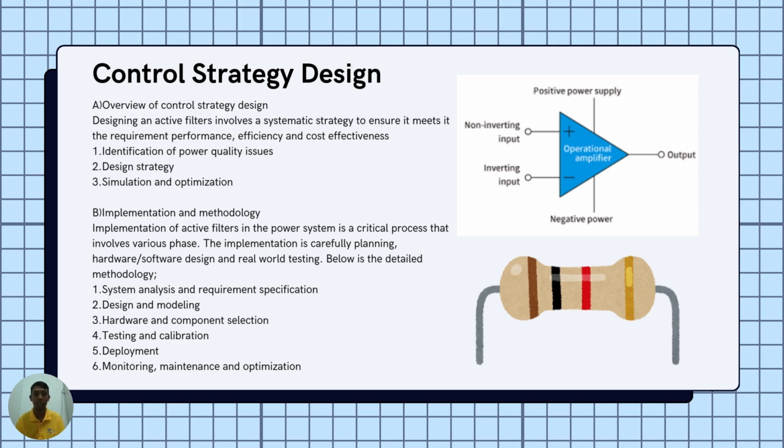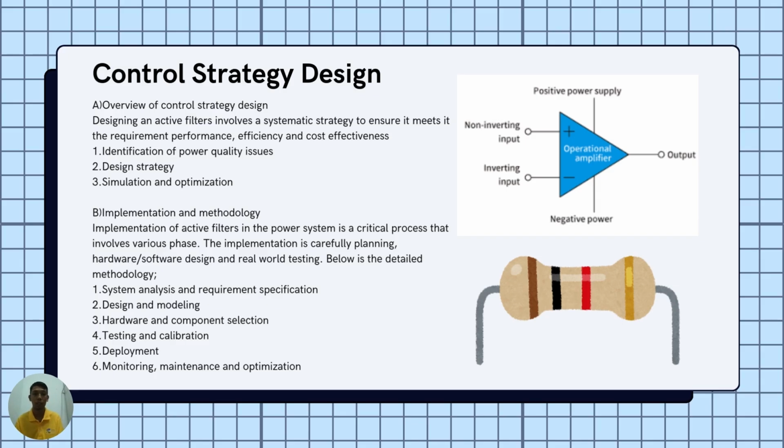Next is implementation and methodology. Basically, after we simulate the circuit, we try to implement it in real life. The implementation of active filters in the power system is a critical process that involves various phases. So we carefully plan the hardware and software design and the real world testing. The detail for the methodology is, first, the system analysis and requirement specification. We try to analyze the system that requires this, the requirement specification.